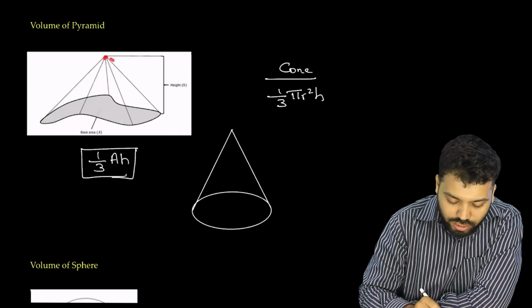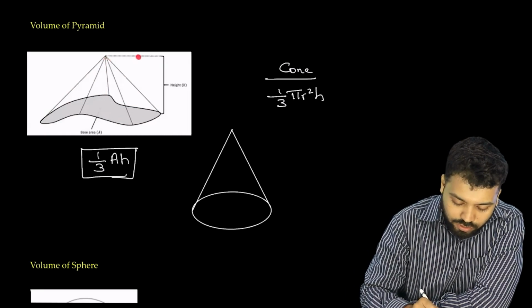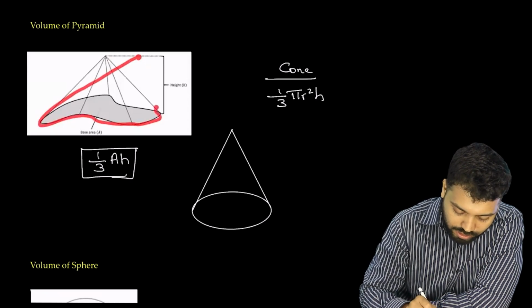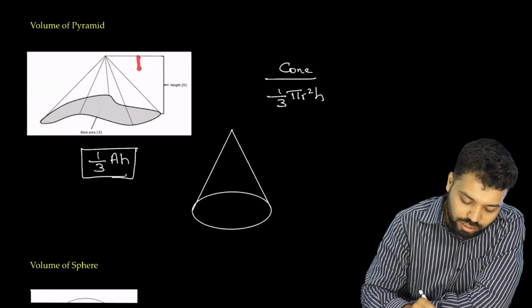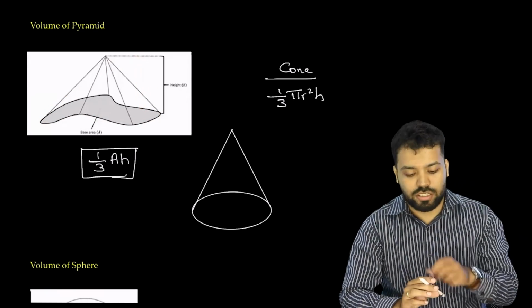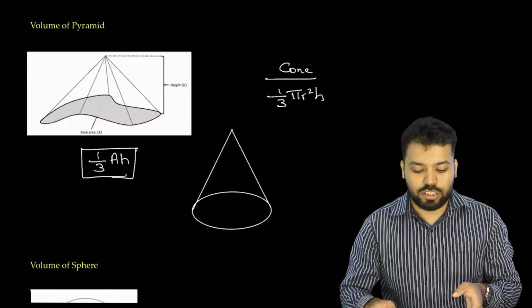So even if this vertex was somewhere here, and your pyramid was something like this, now the height is h, the vertex is here, still the volume will be 1 by 3 into A into h. Let's see whether that is true or not.